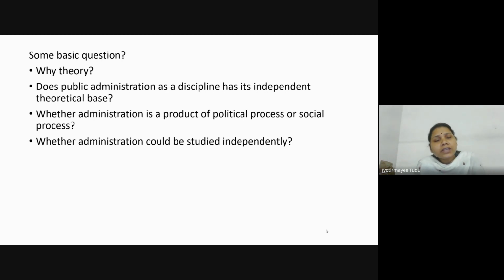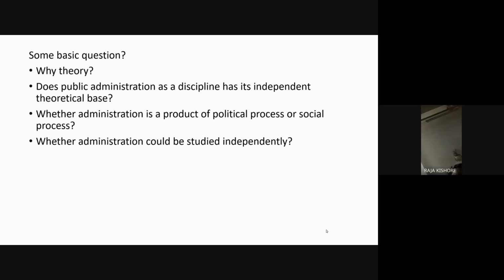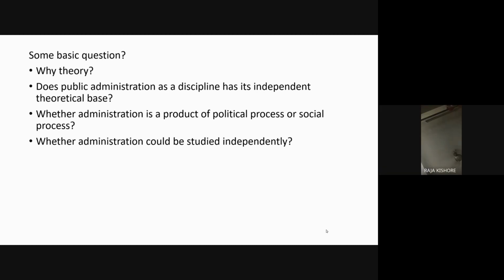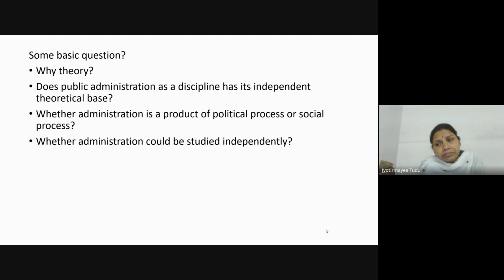So the classical theories of public administration, which have appeared in the form of scientific management theory or administrative management theory, were subsequently questioned by scholars like Herbert Simon, Dwight Waldo and Robert Dahl. All three scholars' writings provided a critical angle to re-examine the question whether public administration as a discipline would be studied independently or not.